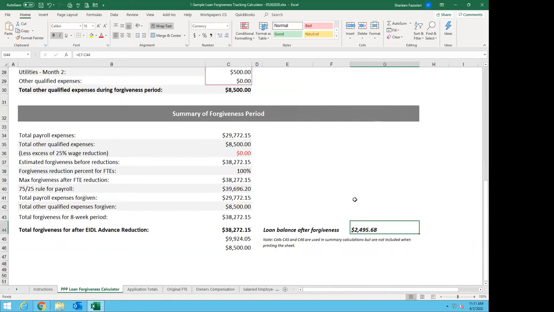But the worst case at the end is you end up with a loan with 1% interest over this 8-week period. And in the whole scope of things, the dollar amount of the interest is minimal when you look at the total picture and the amount that you actually get forgiven for payroll costs and some of the other costs. That was the big overview of the Excel calculator and the application. Turn it back, Mike.